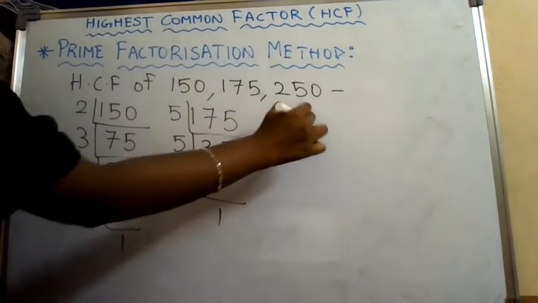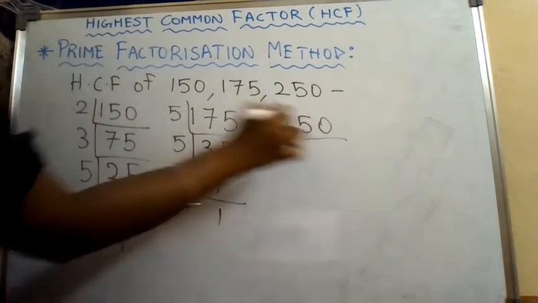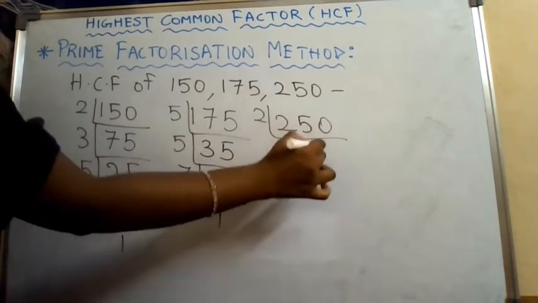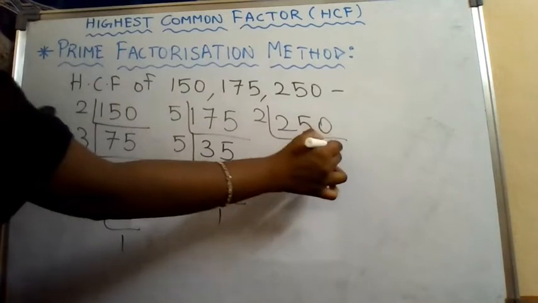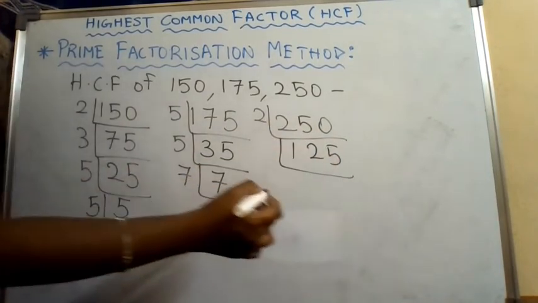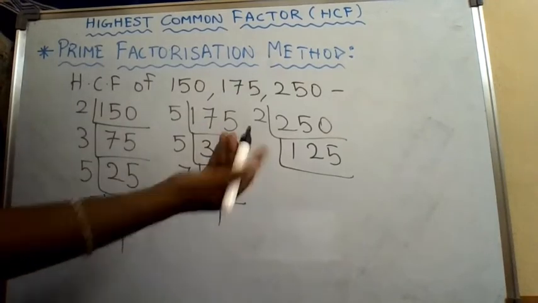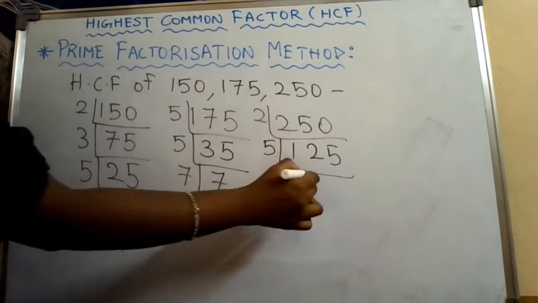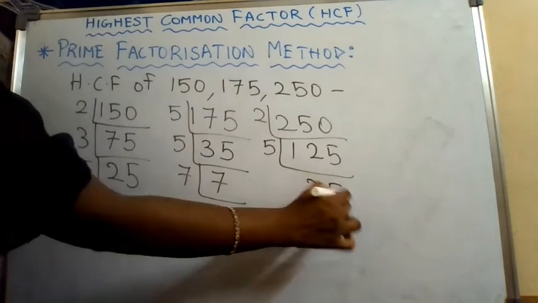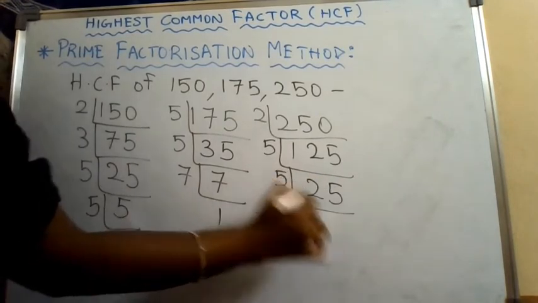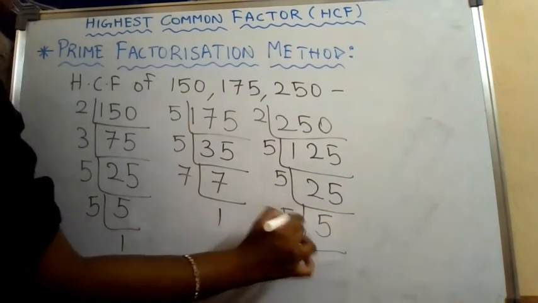Now go with the 250. 250 will be going in the 2 table. How many times? 1 time, 2 times, and 1 is left, so 125. Now 125 will not go in the 3 table either. Now we will go for the 5 table. How many times will 5 go? 2 times, and 5 fives are 25, and again 5 fives are 25, and 5 ones are 5.